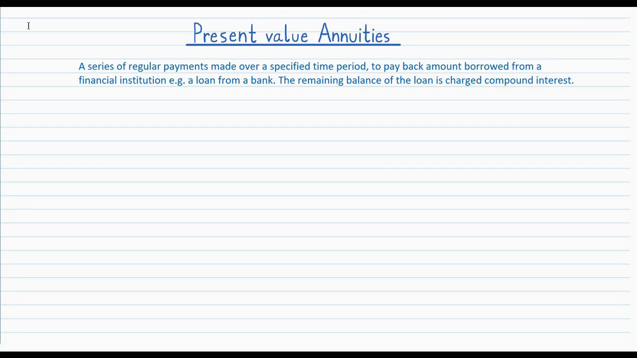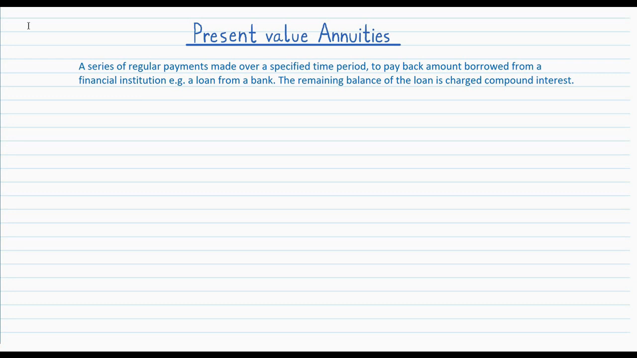In present value annuities, a series of payments are made over a specified time period to pay back an amount borrowed from a financial institution, for example, a loan from a bank. And the remaining balance on the loan is charged compound interest. The idea is you take a certain amount as a loan now, then you need to pay it back in regular installments, and with each installment you pay, the amount you still owe is charged interest, and that interest is added to how much you owe.